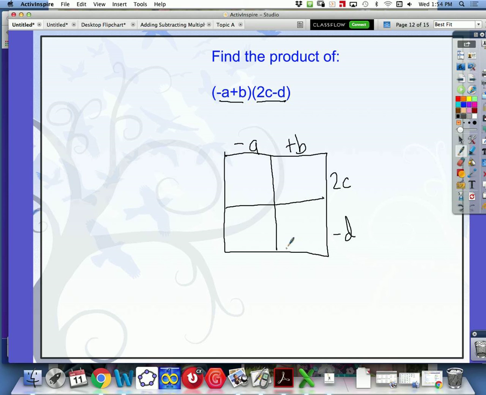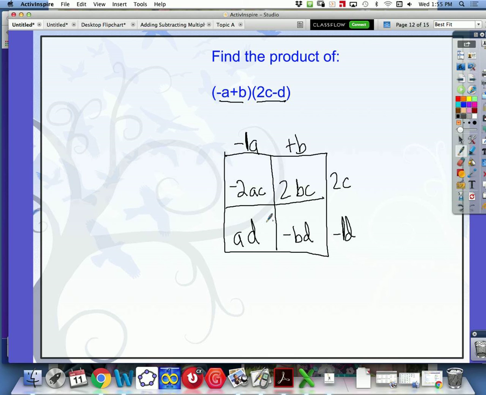So now we multiply, and when these are different variables, we just can't combine them together. So negative a times 2c would be negative 2ac. And if it helps you, you can draw on that 1, so you can see that it's a negative 1. b times 2c would be 2bc. And here we have another negative, so we can draw on the 1. Negative 1a times negative 1d would give you just a positive AD. And then b times a negative 1d would be negative BD.